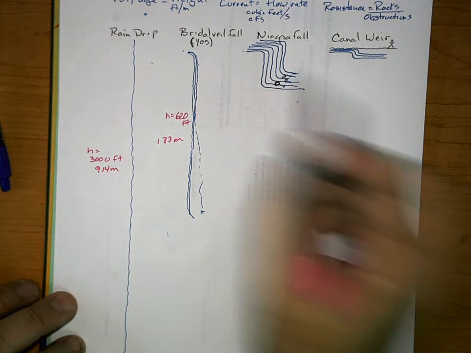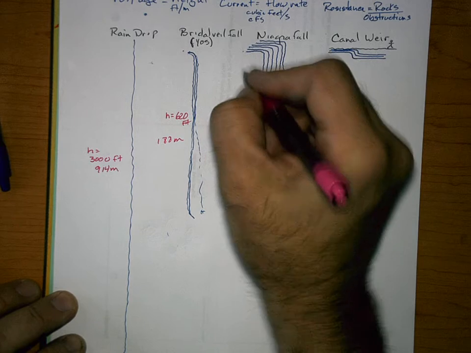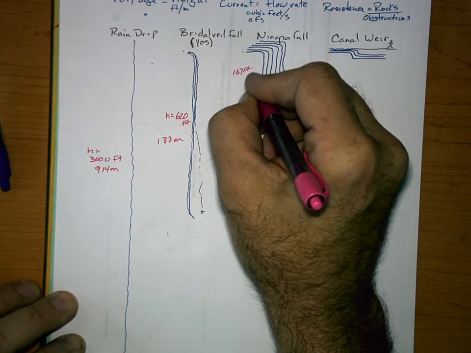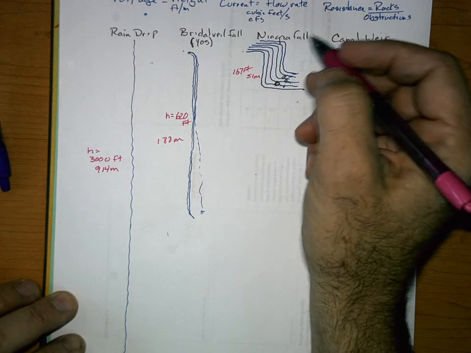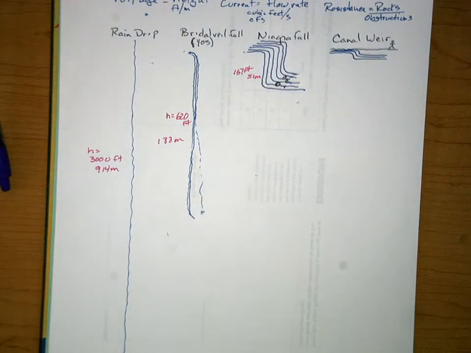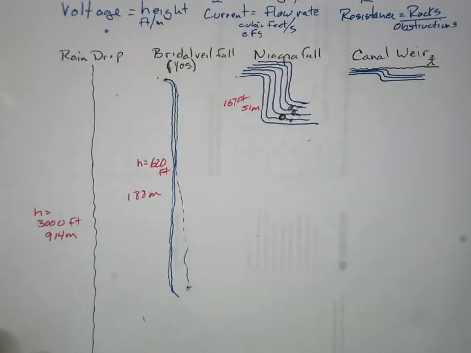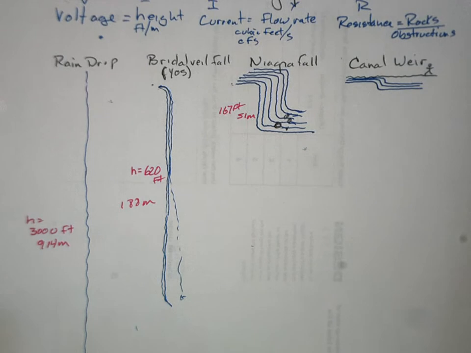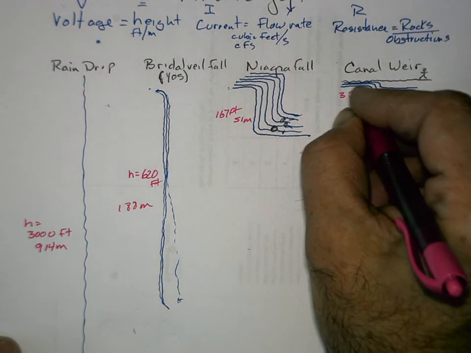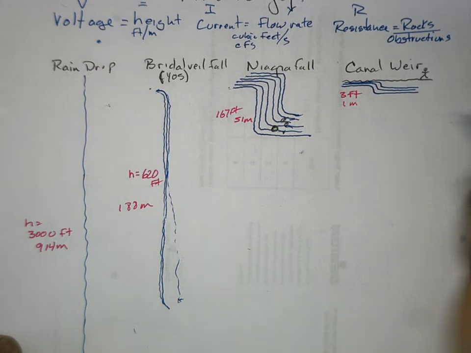And then we have Niagara Falls over here. And Niagara Falls is 167 feet. That would be 51 meters for you purists, okay, from here to the bottom. Let me zoom in there some more because we need to see that a little bit. All right, and then the canal weir over here, we're going to say that's about 3 feet. When I go for a walk, that's normally what I see, which is about 1 meter. Okay, so there we go.